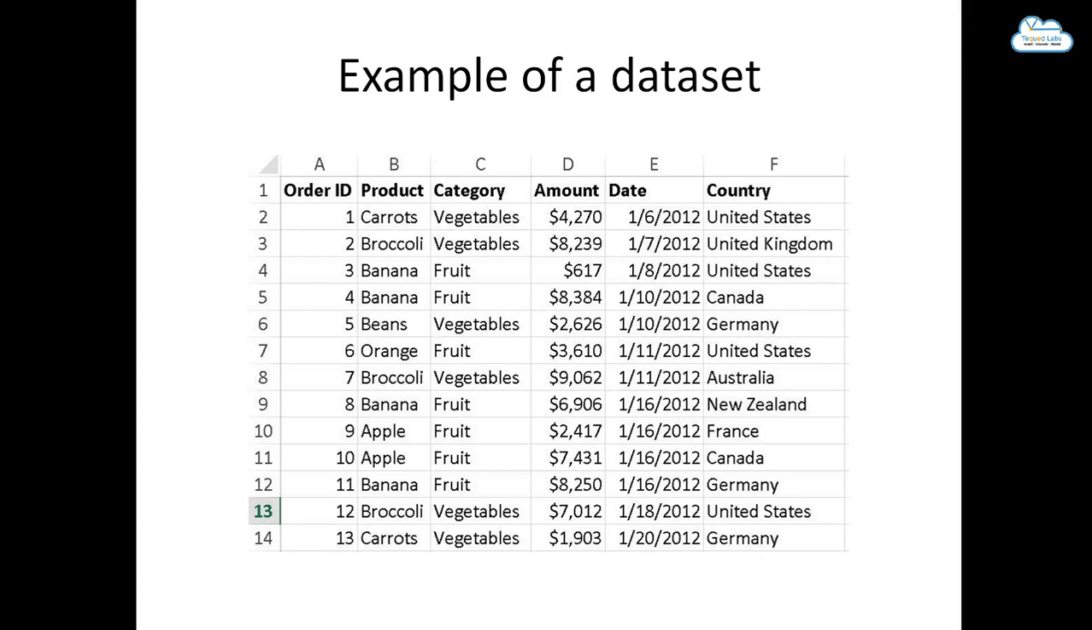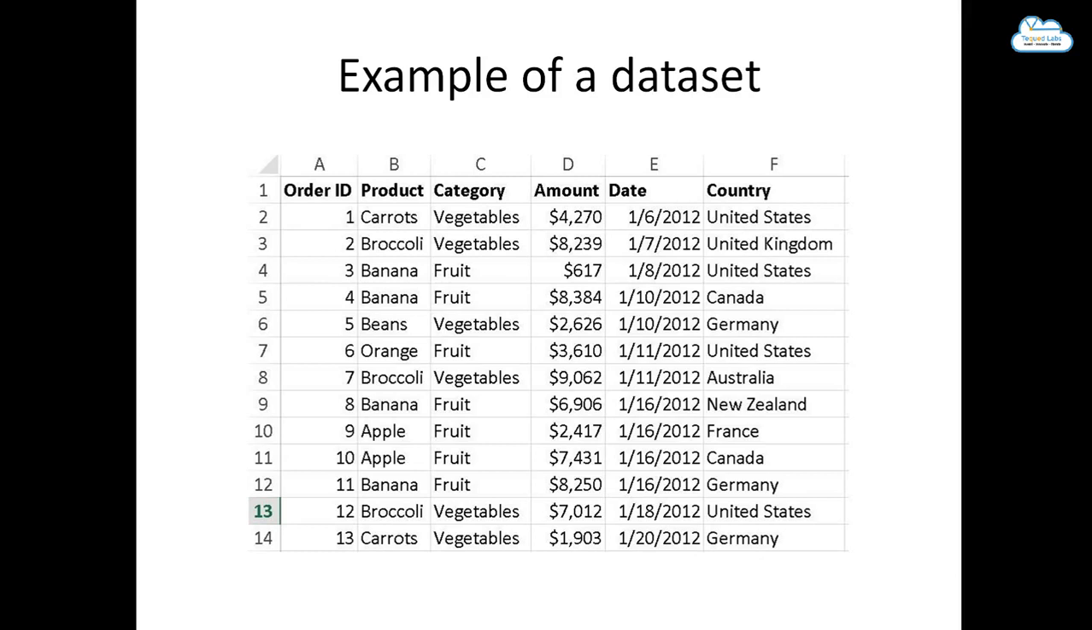This grocery shop data contains a lot of sub data that are being stored, and each data has a column name. The column names are my order ID, product, category, amount, date and country. These are all my column names. So it is very important to understand.